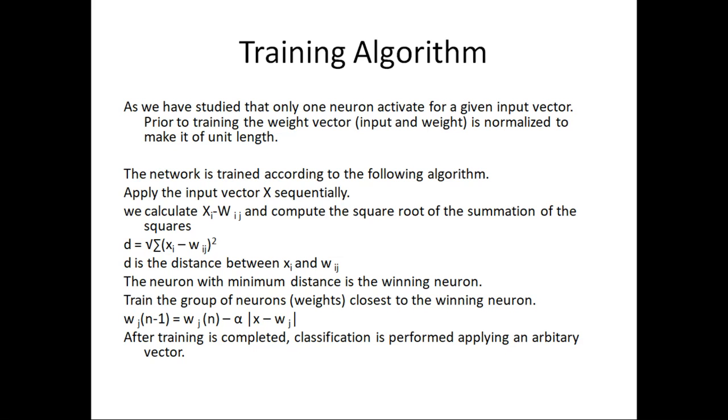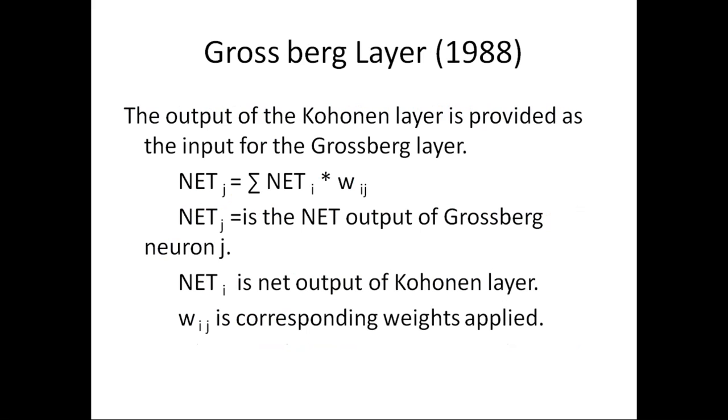Now we can train the group of neurons closest to the winning neuron. That means the winning neuron and its neighbors are the only ones trained. How do we train? We train by the weight adjustment. How to go for the weight adjustment? So wj(n+1), that is the new weight, is equal to wj(n), the old weight, plus alpha into (x minus wj). So it is the principle. Based on this we go for the training. Alpha is the learning rate coefficient here.